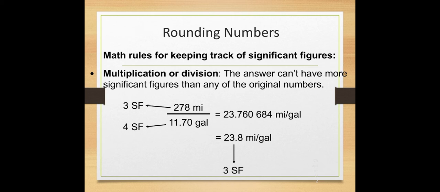or addition or subtraction. First of all, we have to look at multiplication or division, how we have to calculate the significant figures in the answer. The answer can't have more significant figures than any of the original numbers. For example, in this case we have two numbers, 278 mile and 11.70 gal. First of all, we have to calculate the significant figures in each of the original numbers. 278 has 3 significant figures and 11.70 has 4 significant figures.